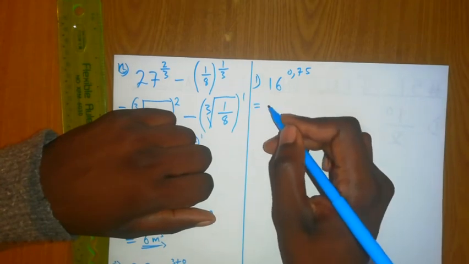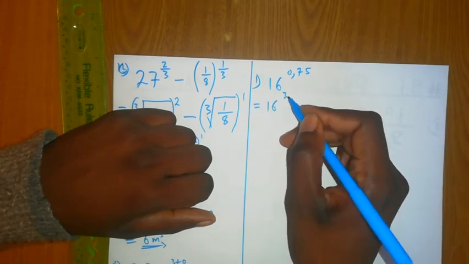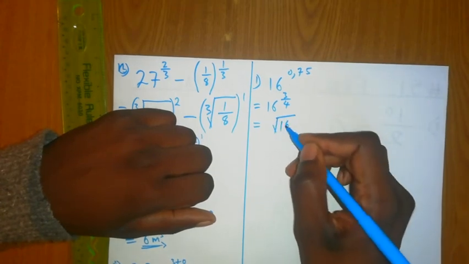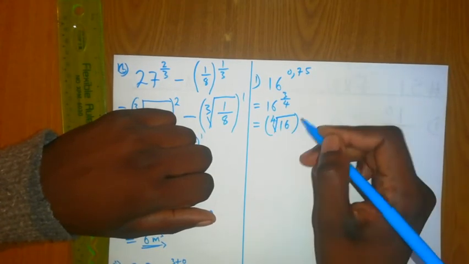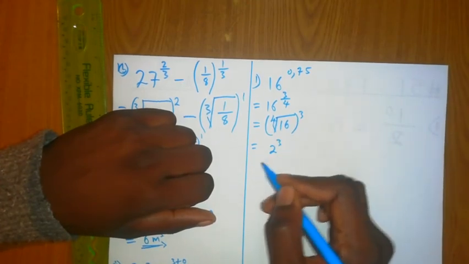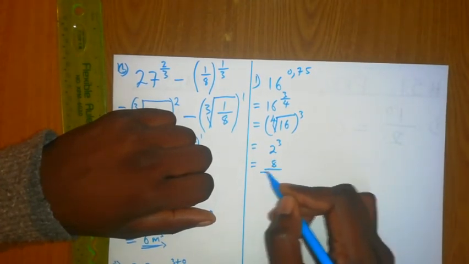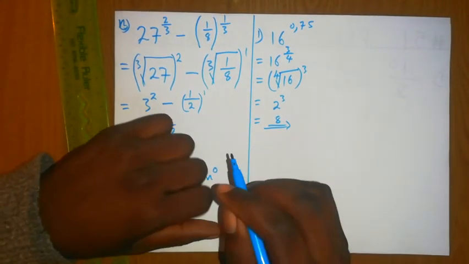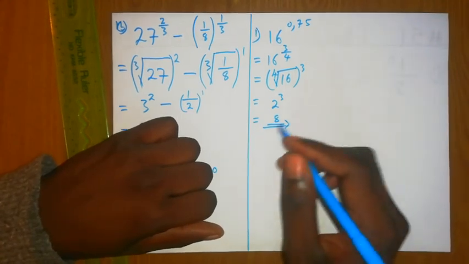That's equal to 16 to the power 3/4. Then we apply our basic laws of indices there. The 4th root of 16, then to the power 3, is equal to the 4th root of 16, that's 2, to the power of 3, that's 8. Then some might come in the form of decimals alone.